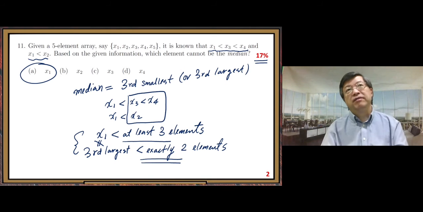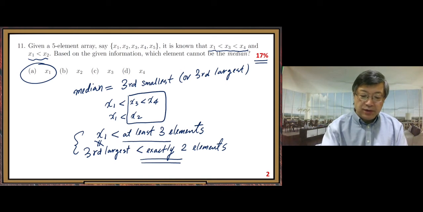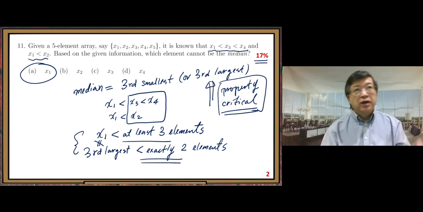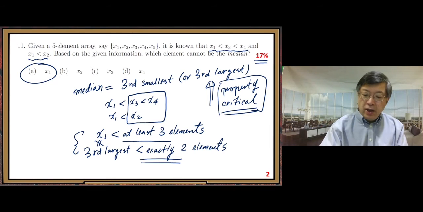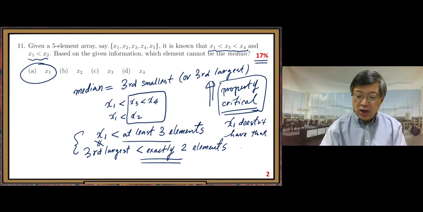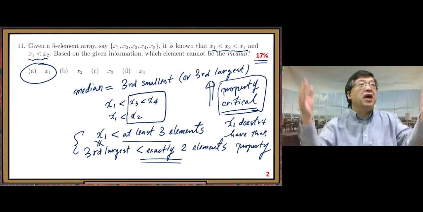That's the way of thinking. So you find the critical property for the median. Then you show a certain element does not have that property. Here you show x1 doesn't have that property. That's the logic. Then you get the answer.